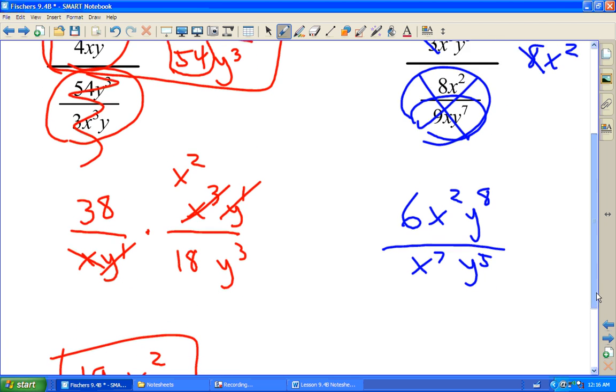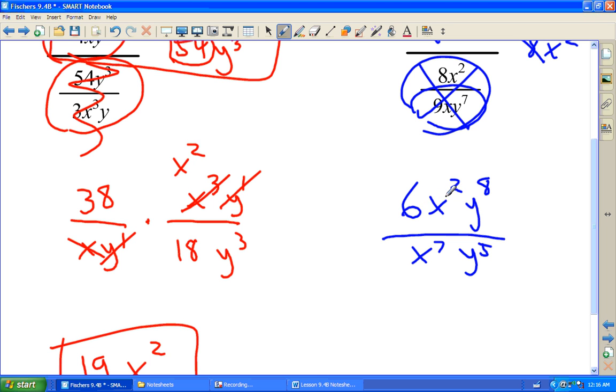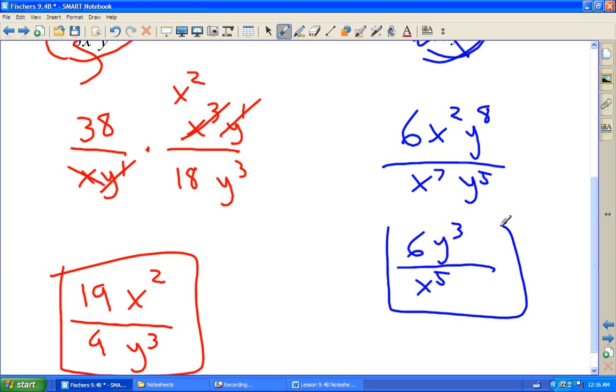Now I just got to simplify my exponents. x to the 2nd over x to the 7th will give me 6 over x to the 5th, right? 2 minus 7 is minus 5, but I got to write it in the bottom as a plus 5. Or 7 minus 2, if I bring the 2 down here, it becomes a minus 2. x to the 7 minus 2 is x to the 5th. I hope you see that. y to the 8th divided by y to the 5th is going to give me y to the 8 minus 5 on top, which is y to the 3rd. Okay, so my final answer should be 6y to the 3rd over x to the 5th. I hope you see that.